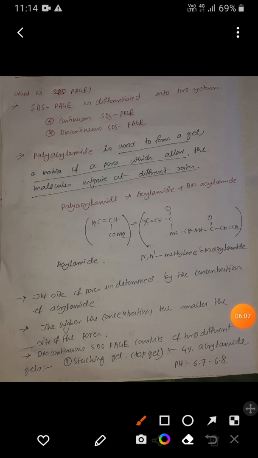We have learned that polyacrylamide consists of two substances: acrylamide and bisacrylamide. The formula for acrylamide is CH2=CH-CO-NH2, right? When this acrylamide and another acrylamide are joined with a CH2, you can conclude that it is the structure of N,N'-methylene bisacrylamide. That is why the term bis is used. Now, the size of the pore is determined by the concentration of the acrylamide. The higher the concentration, the smaller the size of the pore.